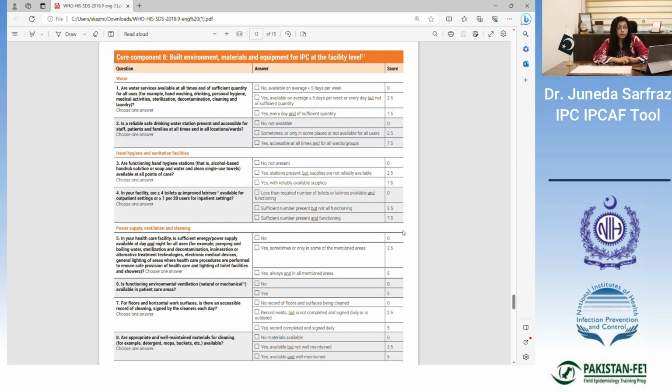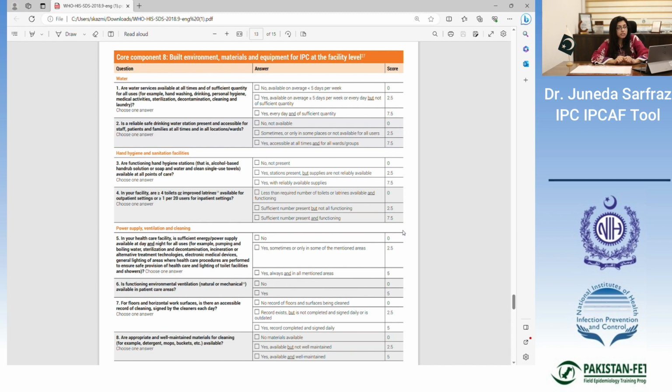And the important thing is, is there a reliable and safe drinking water station, accessible for staff, patients and families at all times and in all wards and locations? Having worked in different situations, I think that's a tall order, and I think not all healthcare facilities have access for everyone to safe drinking water.